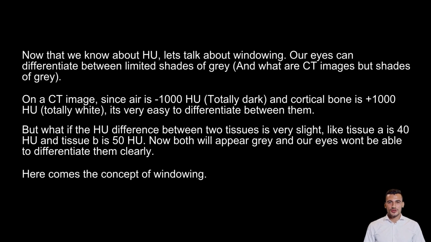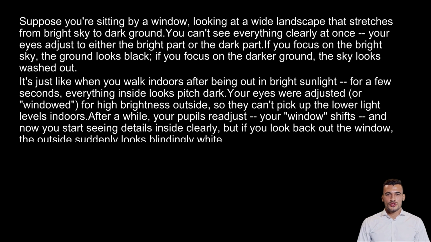Here comes the concept of windowing. Suppose you're sitting by a window, looking at a wide landscape that stretches from bright sky to dark ground. You can't see everything clearly at once. Your eyes adjust to either the bright part or the dark part. If you focus on the bright sky, the ground looks black. If you focus on the darker ground, the sky looks washed out.